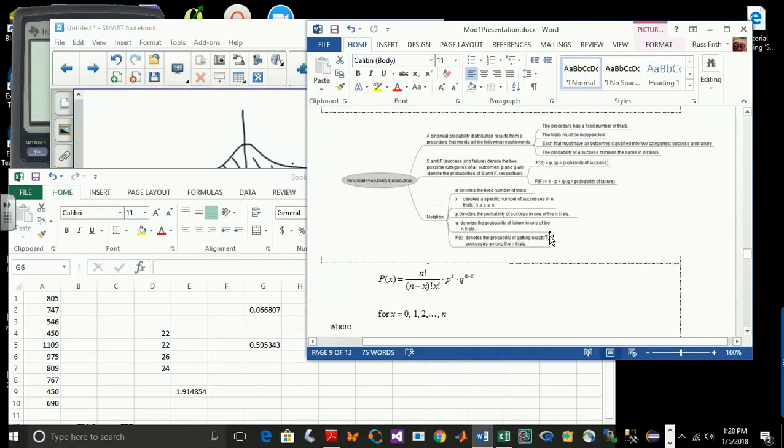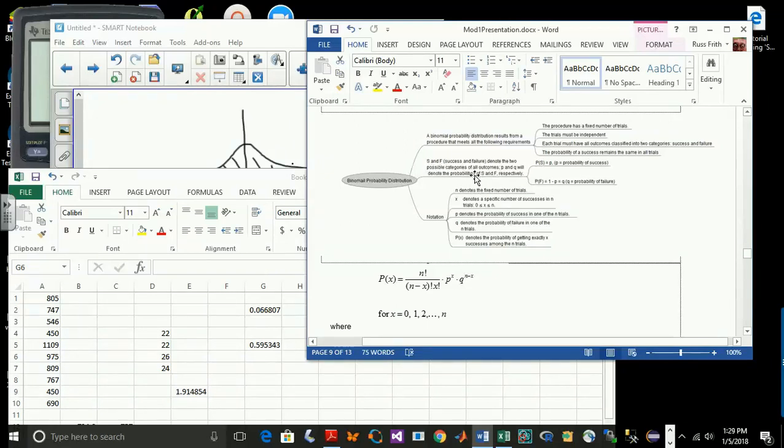Okay, so let's talk about another type of probability. Let's talk about the binomial, and I apologize, I had a typo, that should be binomial probability distribution. A binomial probability distribution results from a procedure that meets all of the following requirements. The procedure has a fixed number of trials. The trials are independent, such as in a coin toss. Each trial must have all outcomes classified into two categories, success or failure, or heads or tails. The probability of a success remains the same in all trials. Uppercase S and uppercase F denote success and failure respectively.